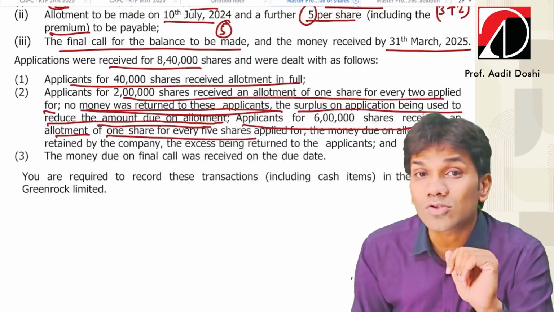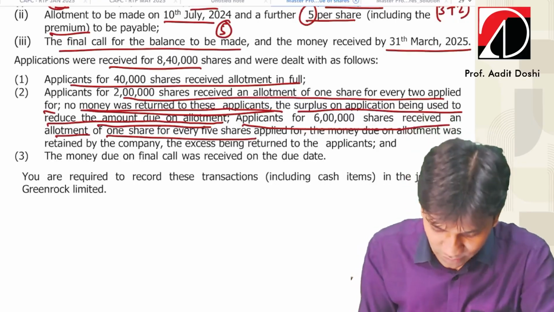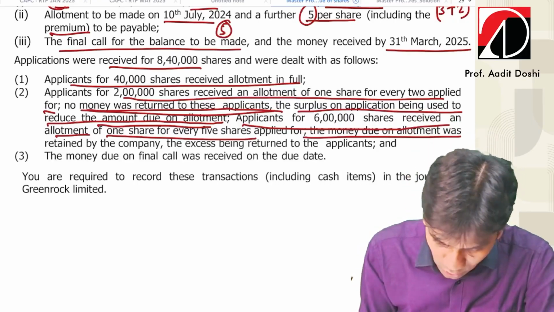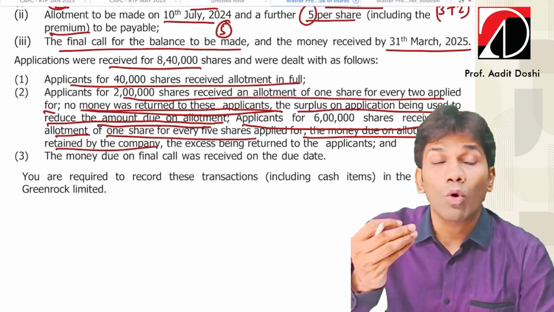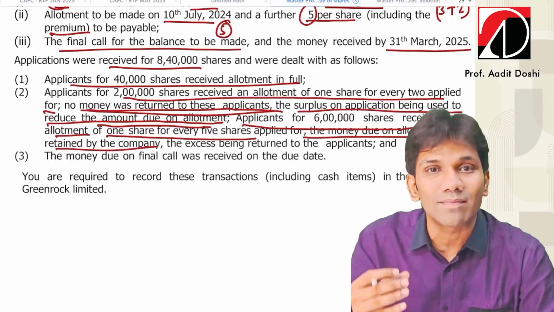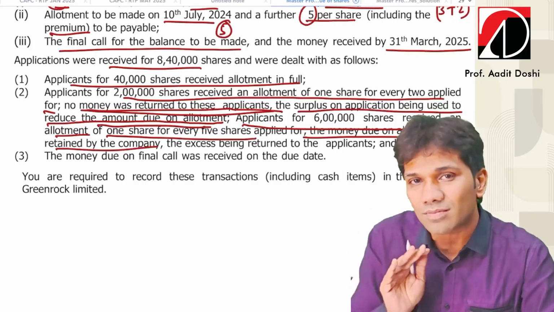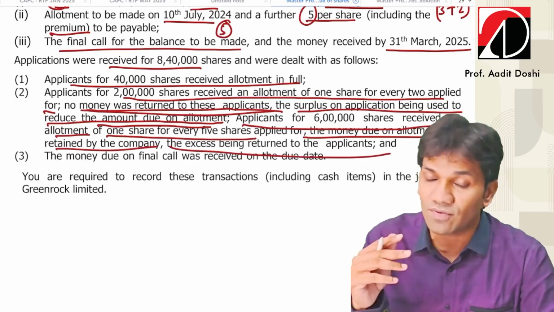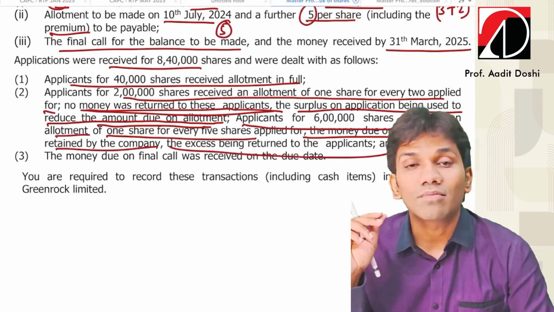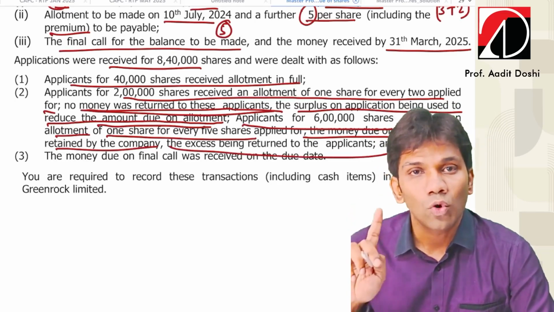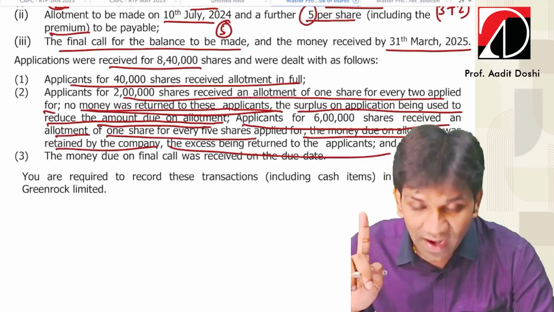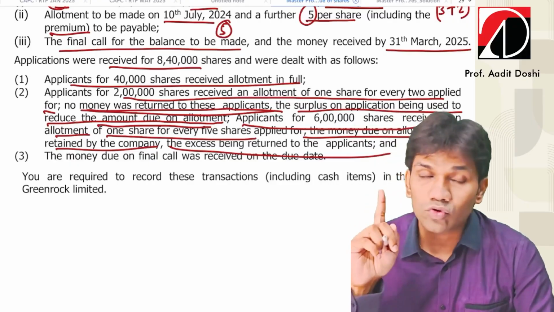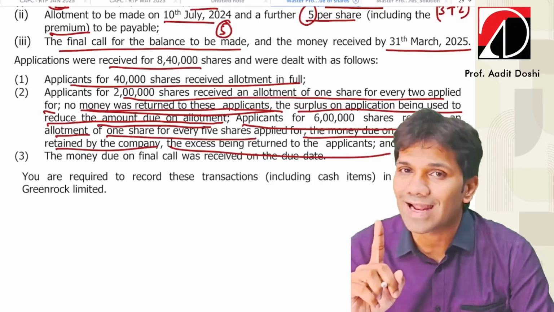Now again here also extra application money the company has received. The money due on allotment was retained by the company. So whatever amount was due on allotment, the company kept with itself, and on top of that, any excess application money was refunded. So here the company is doing both things. Those who applied for 5 shares, they got 1 share. So those who applied for 6 lakh shares were allotted 1,20,000 shares.